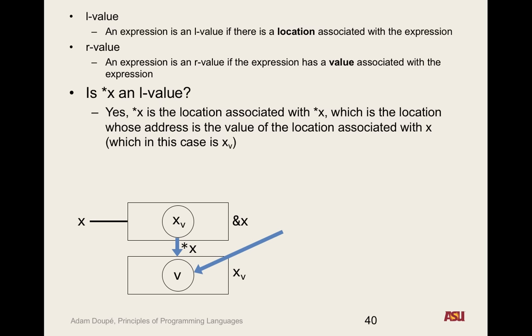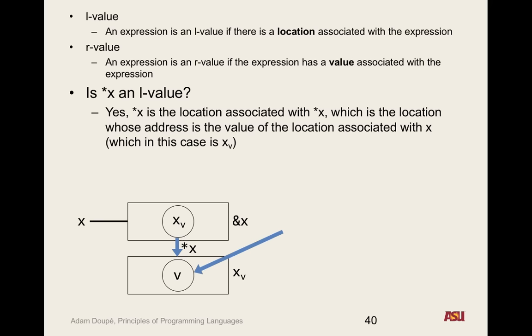Yes, because star X is the location associated with star X, which is the location whose address is the value of the location associated with y, which in this case is XV, right? So we know that star X says return the location of whatever is in the value of the location associated with x. And that's the location that I'm returning.